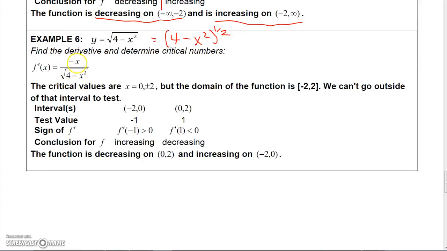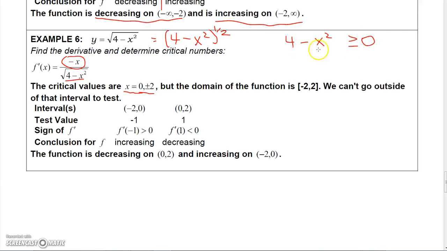Well, this has 3 critical numbers because 0 makes the numerator 0, so the derivative will be 0 at 0. And if x is plus or minus 2, it's going to make the derivative undefined. But one thing about this function, its domain only goes from -2 to 2. And the reason I know that is because since it's a square root, 4 minus x squared must be greater than or equal to 0.